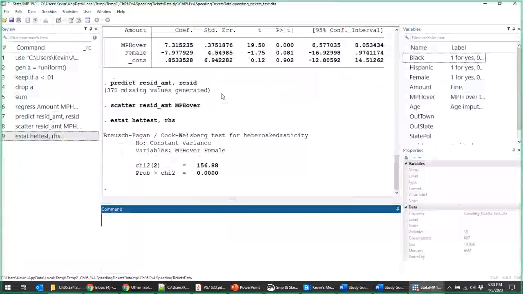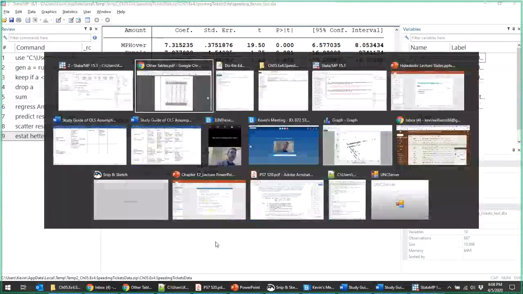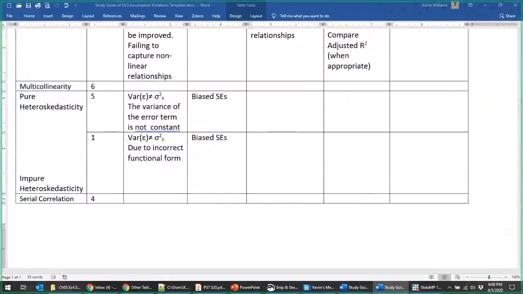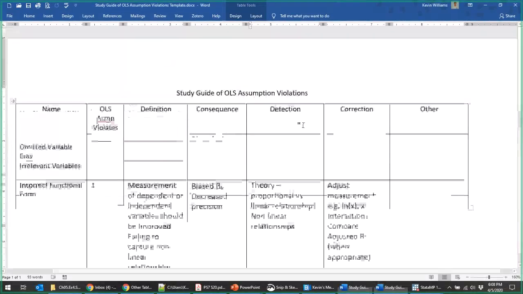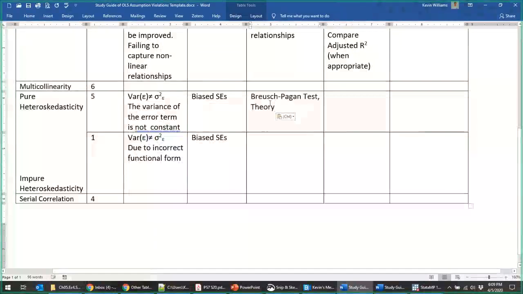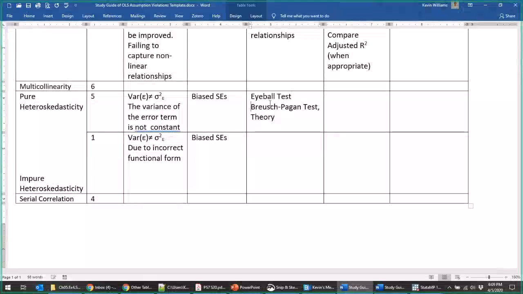156.88 is clearly bigger than 5.99, so we reject the null hypothesis. Okay, so now going back to our study guide, we're filling in the detection column. How do you detect pure heteroskedasticity? The eyeball test, the Bruce-Pagan test, or theory.